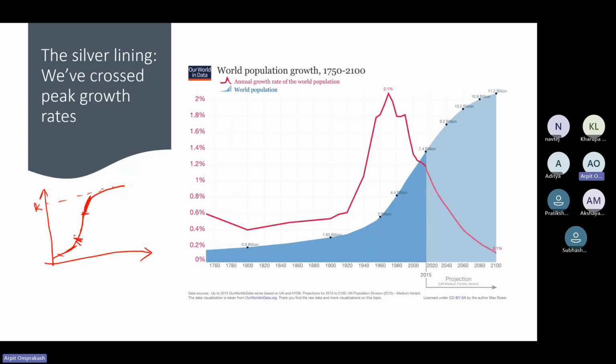It initially increased from, let's say, 0.6 or 0.4% to around 2.1%. And now around 2015, it has fallen down. So we are seeing that the growth rate is decreasing. Eventually this growth rate will come down to, let's say, zero, and after that, the population will stabilize; we'll reach this final phase. So that's good news. Even if we are not doing any population control, we have already crossed the peak growth rate. The amount of growth that we see now will not be very unprecedented or very exponential.